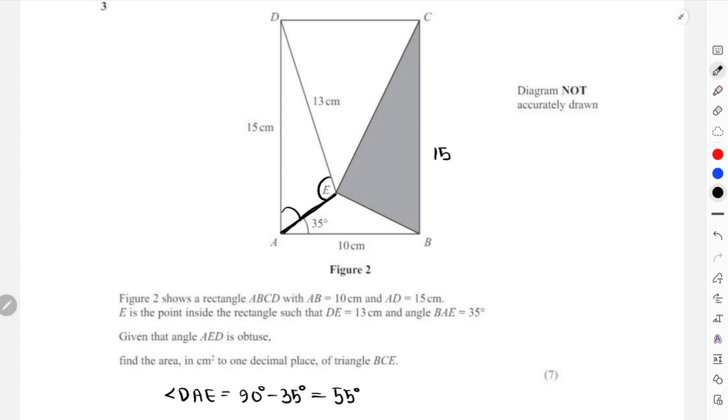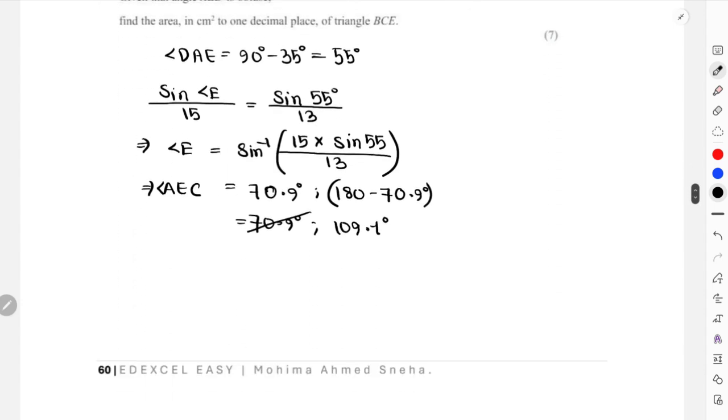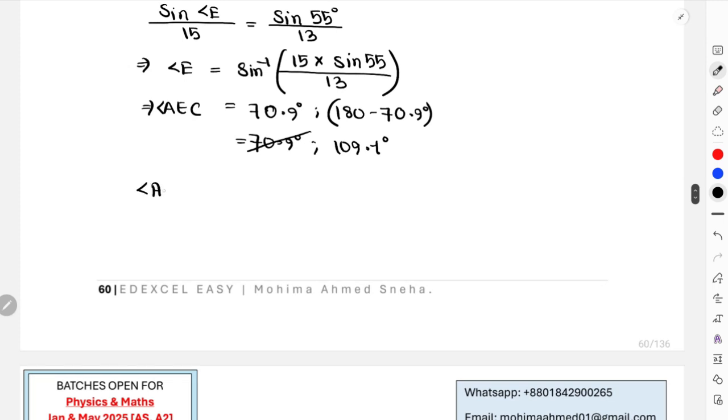Yes, we can find the length for AE, but we have to first find out this angle ADE. So angle ADE is basically what? Sum of a triangle. 180 minus 55 minus 109.1. This will give you the value for angle ADE to be 15.9 degree.